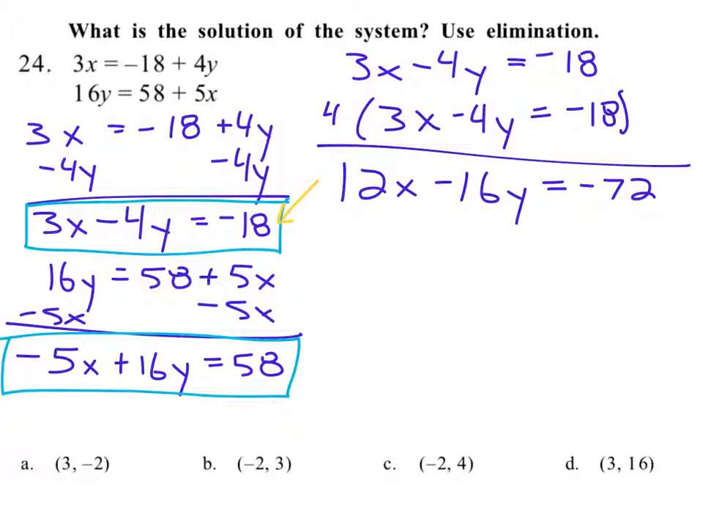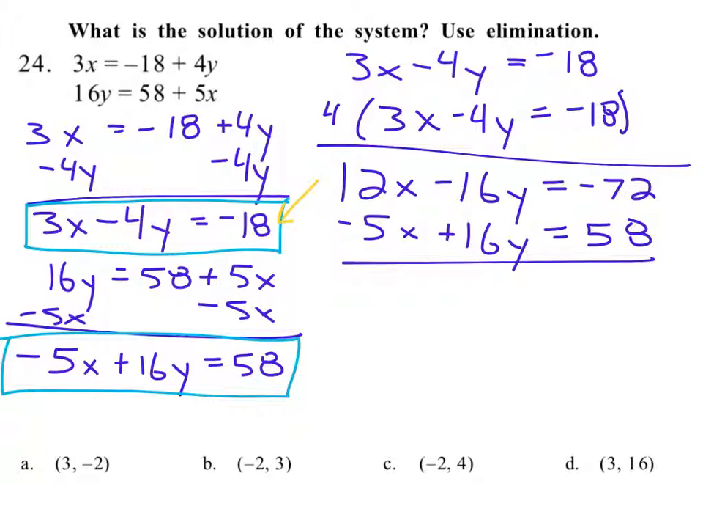And now when I put the other equation below it, negative 5x plus 16y, you can see that the y coefficients are exact opposites. And when we add them together, they're going to cancel out. So we add them together, we get 7x. Those two go away. And here we've got negative 72 plus 58.